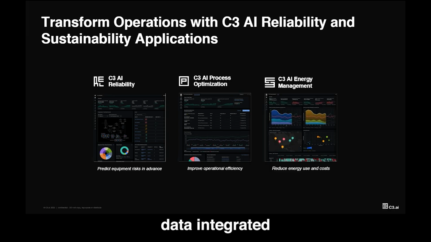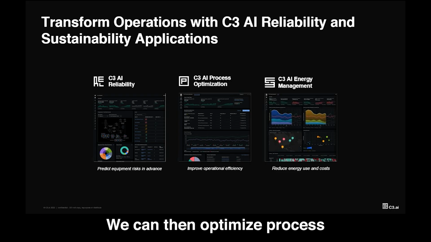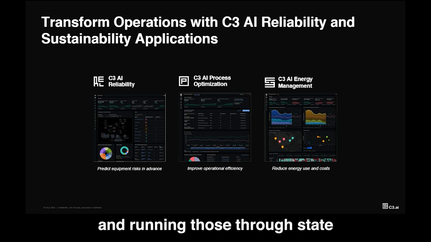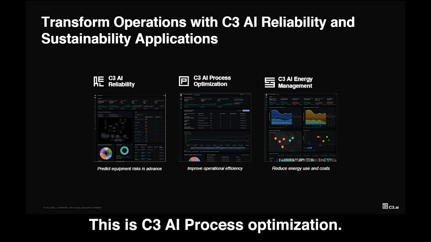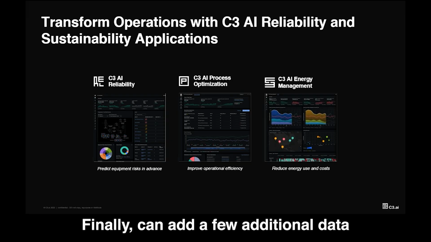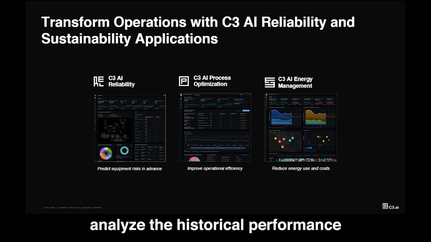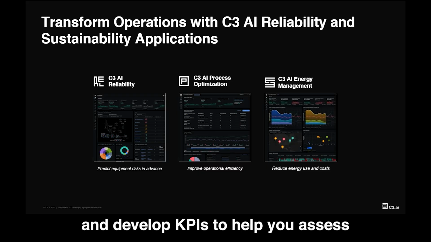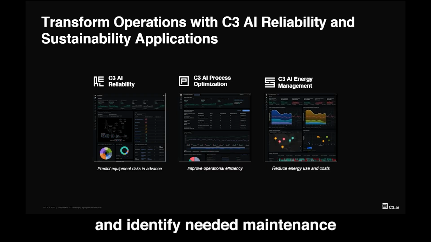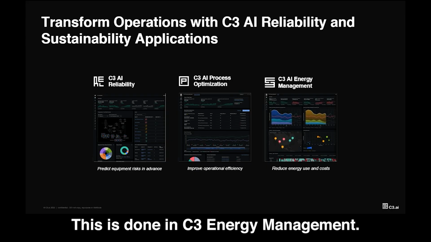Once we have data integrated and the health of the equipment is being monitored, we can then optimize the process by building process models and running those through state-of-the-art optimization algorithms. This is C3 AI process optimization. Finally, we can add a few additional data streams, create some new features, analyze the historical performance of your equipment, and develop KPIs to help you assess the energy consumption and identify needed maintenance or operational adjustments to your equipment. This is done in C3 Energy Management.